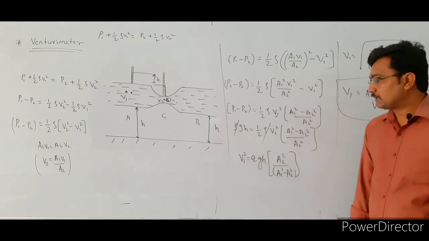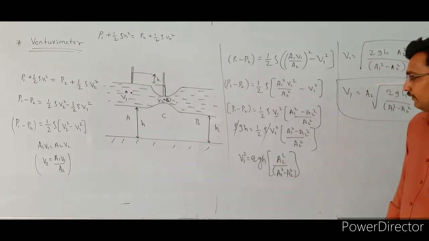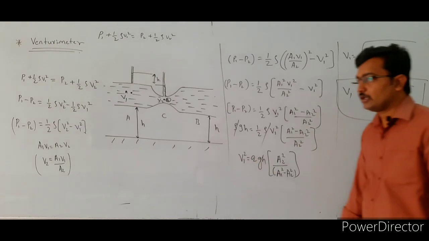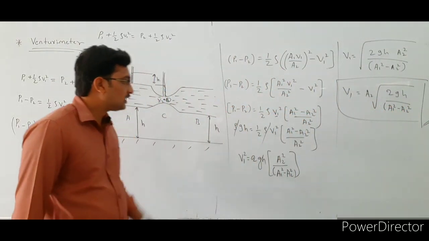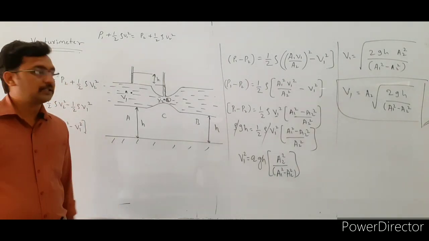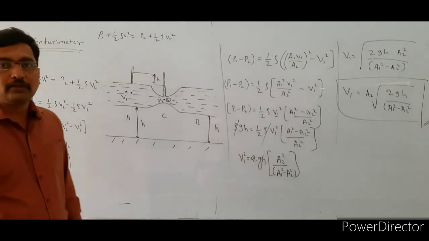Here we want the expression for V1, that is V1 square is equal to 2GH bracket of A2 square divided by A1 square minus A2 square. So then V1 is equal to the square root of 2GH A2 square divided by A1 square minus A2 square. So then V1 is equal to, the square root of A2 square, that is A2, under root of 2GH divided by A1 square minus A2 square. So this is the speed of a liquid at point A, right? If you want to find out the speed of a liquid at point B, in that case we just substitute the V1 value in this expression and simplify, and we will get the V2 value.